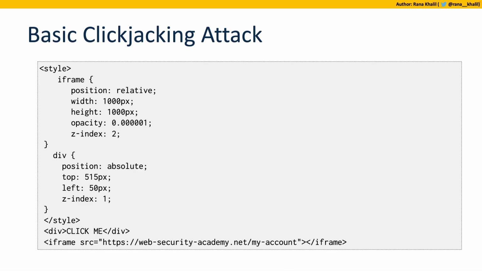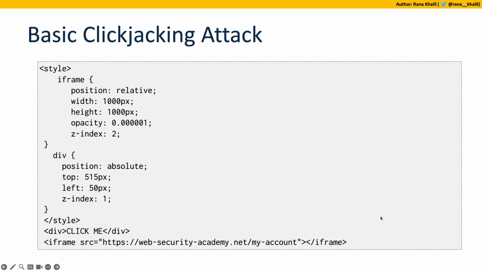The exploit script that I have on the screen is from one of the labs that we'll be solving in the upcoming videos. The way the vulnerable application worked is it had a delete account button that allows you to delete your account by just clicking on that button. So our goal as the attacker is to frame the vulnerable application and to overlap it with our malicious application that just has the click me string on it. Now, when the user clicks on the click me button, what they're actually doing is clicking on the delete account button.